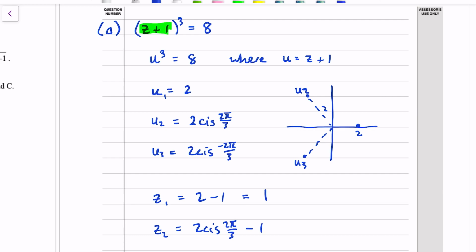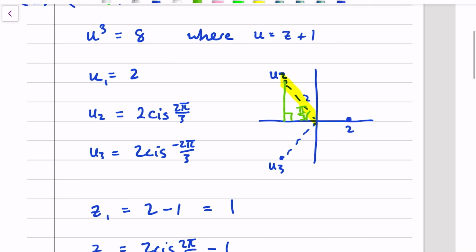The second solution, I need to take 2 cis 2π/3 and subtract 1 from it. Now that's a polar form expression minus 1. I need to then turn it from polar form into rectangular form if I want to subtract 1 from it. So let's look at that in the Argand diagram. That solution is this one, and use a little bit of trig. Drop that right angle triangle down there. It's got a hypotenuse of 2, and the angle in here is π/3. 2π/3 is 120 degrees, and π/3 is equal to 60 degrees. So that's a special angle. 60 degrees with a hypotenuse of 2 tells us that that's root 3, and that's 1.